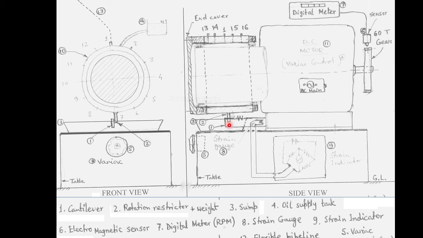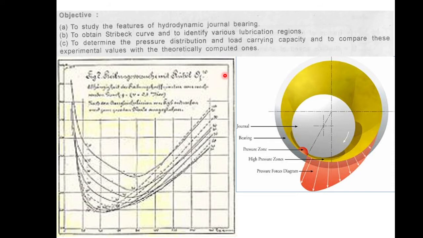Then if this force is known, we know how much torque is generated. This torque again is the frictional torque coming from that shear stress. We have a theory behind that, so we can make a theoretical calculation to determine the pressure distribution, load carrying capacity, and to compare these experimental values with the theoretical computed values.